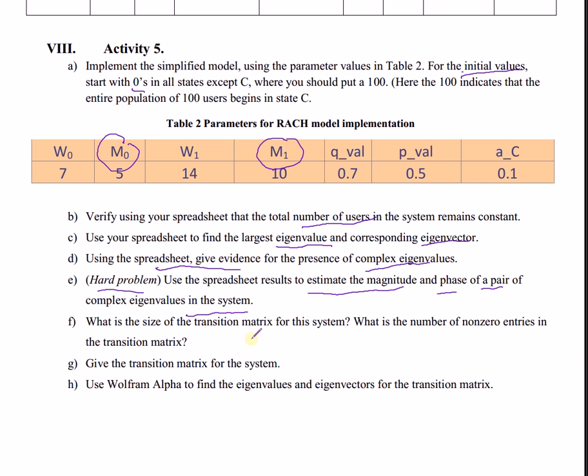Then here I want you to construct the transition matrix for this system. You can see we have 7 states, so that tells you something about the size of the matrix. That seems to be a very big matrix, but remember, most of the entries are going to be 0. Then I want you to use Wolfram Alpha to find the eigenvalues and eigenvectors for the matrix.